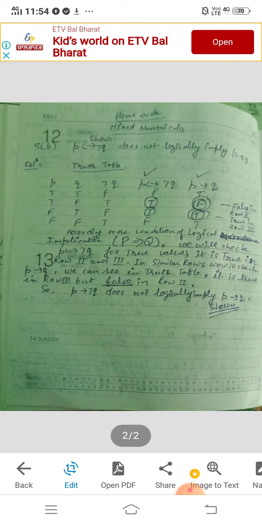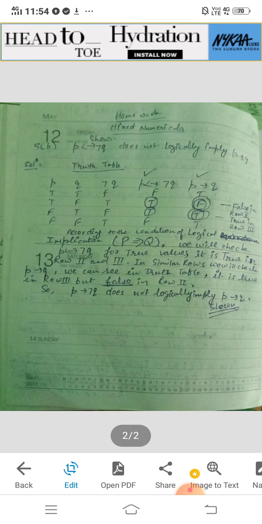Here we have to show that P biconditional not Q does not logically imply P implies Q. So for that we can identify that the question is of logical implication. So we must know the condition of logical implication before doing this question. First we will make the truth table. As we know how to make the truth table, there are two propositions.